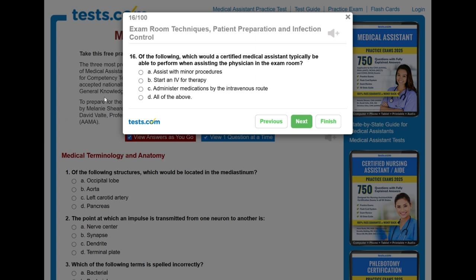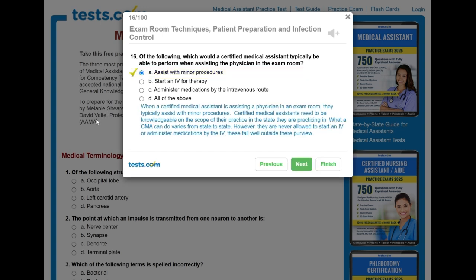Question 16. Of the following, which would a certified medical assistant typically be able to perform when assisting the physician in the exam room? A. Assist with minor procedures. B. Start an IV for therapy. C. Administer medications by the intravenous route. D. All of the above.